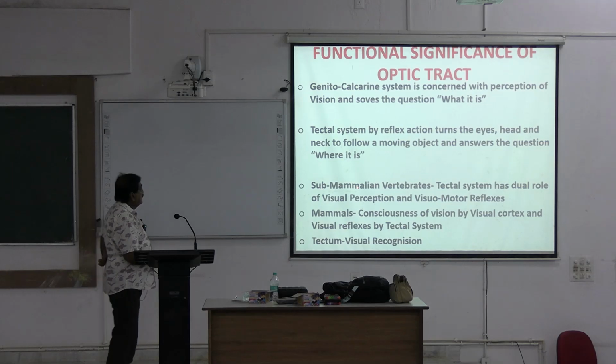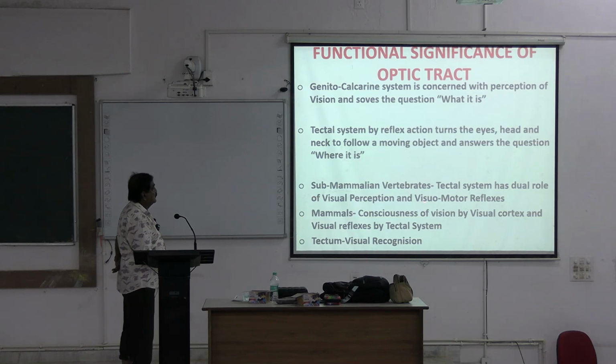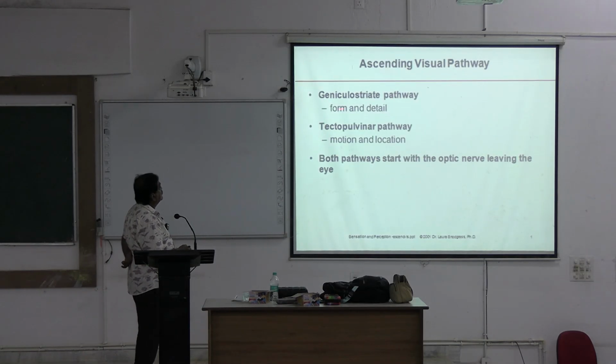Now, in submammalian vertebrates, the tectal system has a dual role of visual perception and visuomotor reflex. In mammals, consciousness of vision is by the visual cortex and visual reflex by the tectal system. Tectum, visual recognition. Ascending visual pathway: the geniculostriate pathway, form and detail, and the tectopulvinar pathway, motion and location. Both pathways start with the optic nerve leaving the eye.